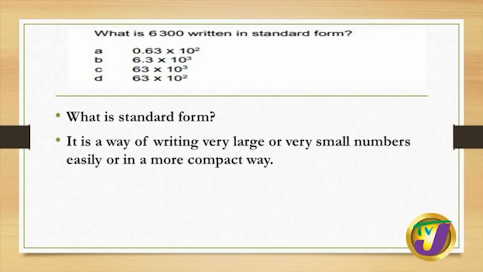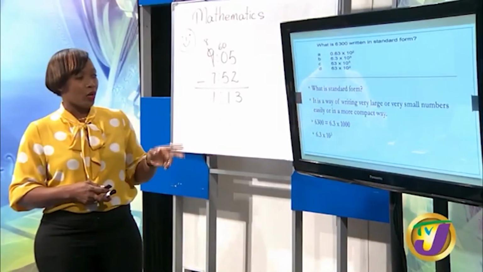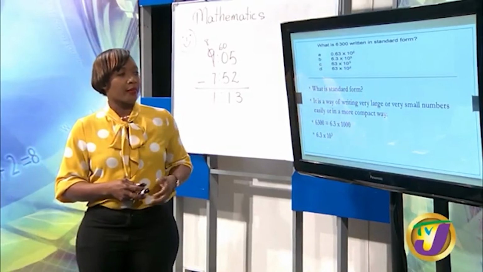So let's just look at 6,300 written in standard form. And that would be 6.3 multiplied by 1,000. That means 6.3 multiplied by 1,000 will give you 6,300. Now, you refer to it in powers of 10. So let's see how else we can write this. Let me correct myself. 6.3 multiplied by 1,000 is not yet standard form. It is how we're getting there. So it is 6.3 multiplied by 10 to the third power, or what we say 10 cubed, is the standard form.